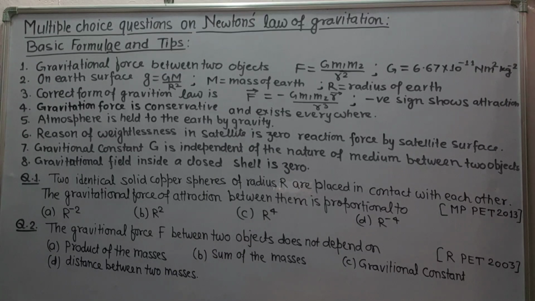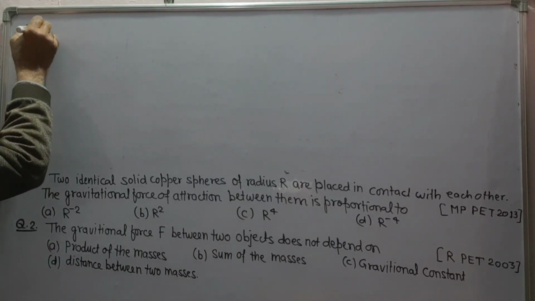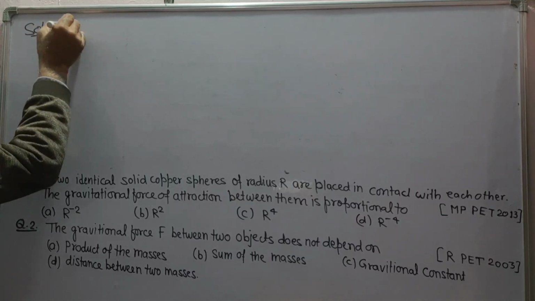Now, we take first question. Two identical solid copper spheres of radius r are placed in contact with each other. The gravitational force of attraction between them is proportional to, these are the options. Now, solution to question 1.